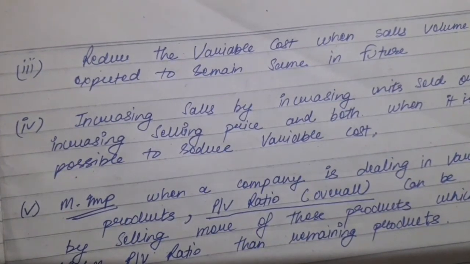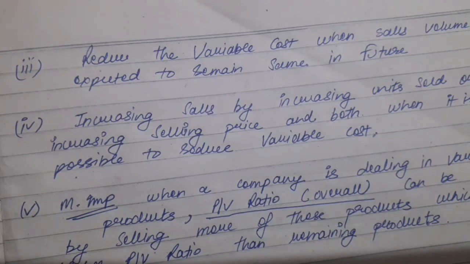Second technique: reduce the variable cost when sales volume is expected to remain the same in the future. Let's say we are expecting a slight bit of recession in the economy, and it is expected that sales will be stable in future. So in this situation, to increase our PV ratio, we have to increase our contribution. For that, we have to reduce our variable cost per unit and keep our sales volume at the same level. As a result, our overall profitability ratio or PV ratio increases.